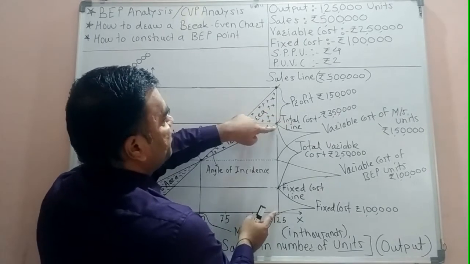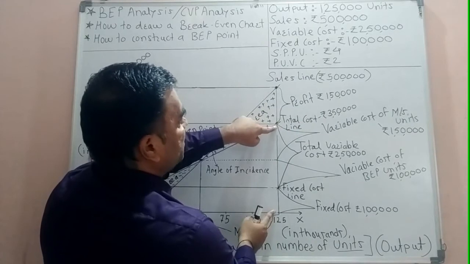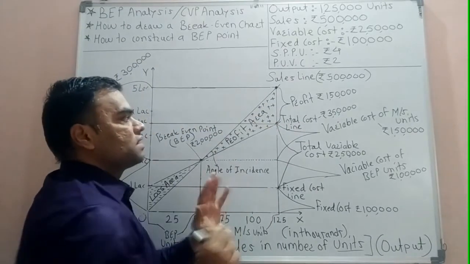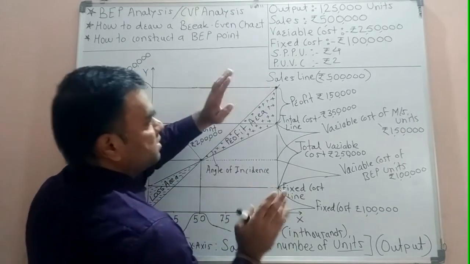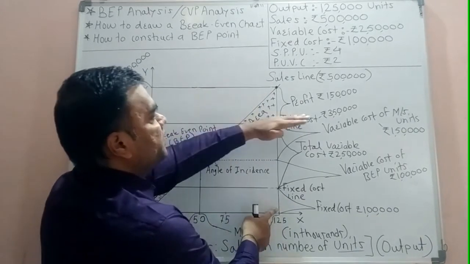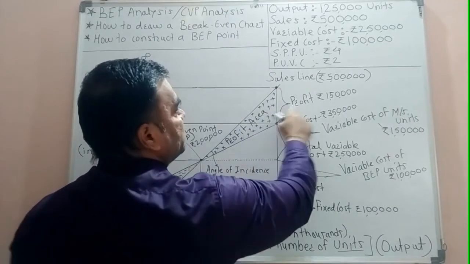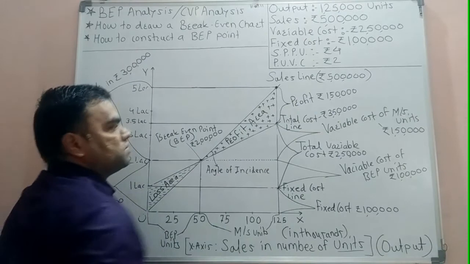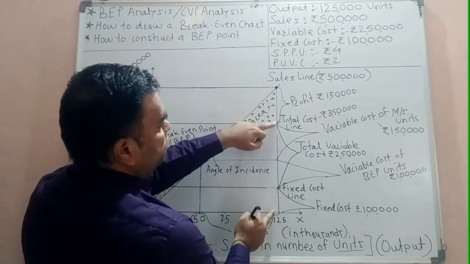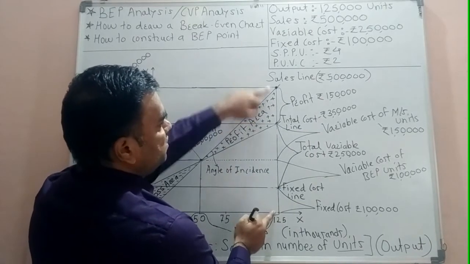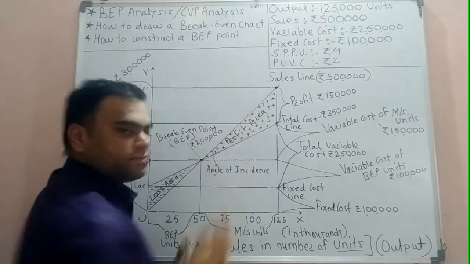Total cost is 3,50,000. Total sales of 5 lakh less total cost of 3,50,000, this portion remains, which will be profit. That is called profit. So fixed cost, total variable cost, total sales: total sales less total cost is equal to profit. Okay.